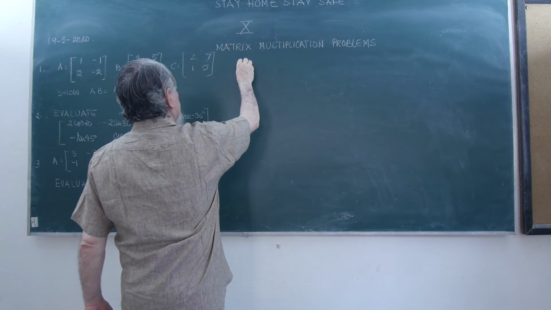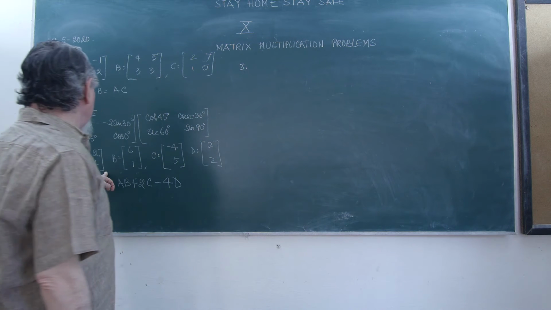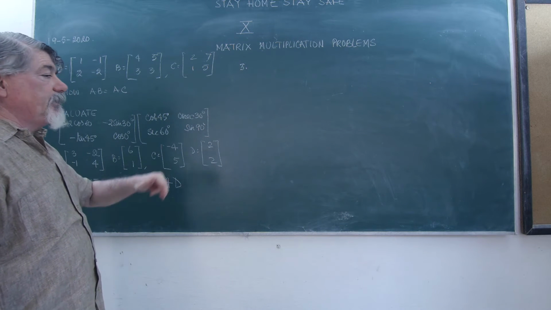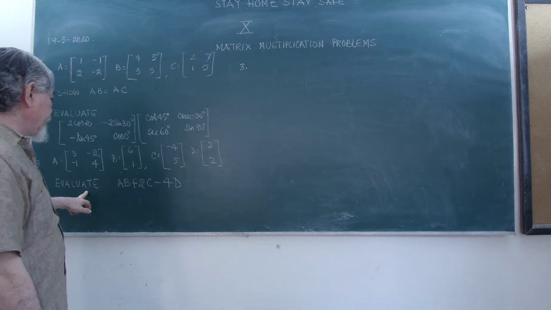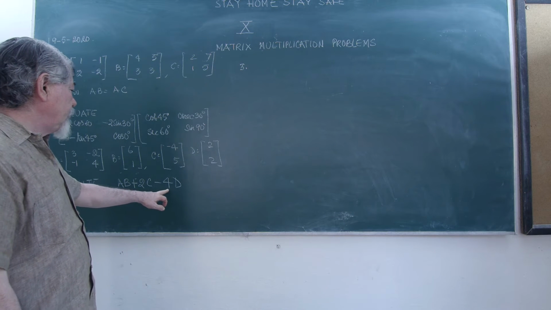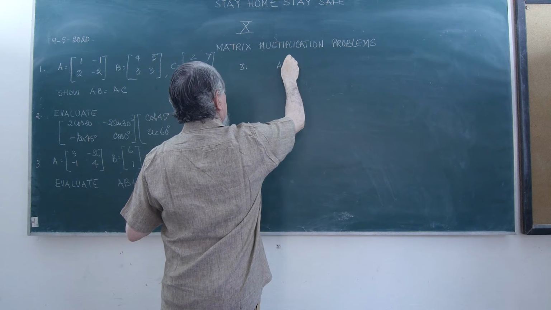The third question is, he has given you A, B, C and D, 4 matrices. He wants you to evaluate AB plus 2C minus 4D. Let us first of all write down A and B.